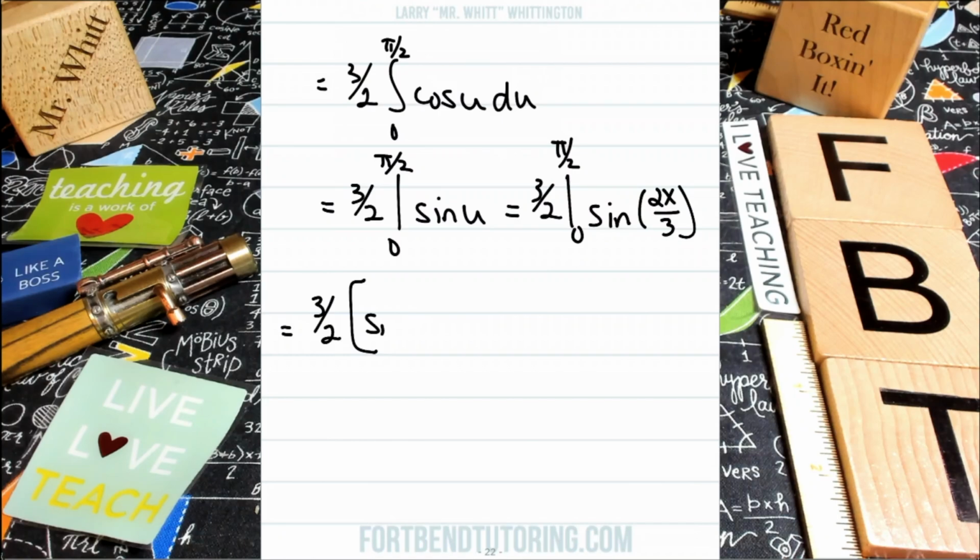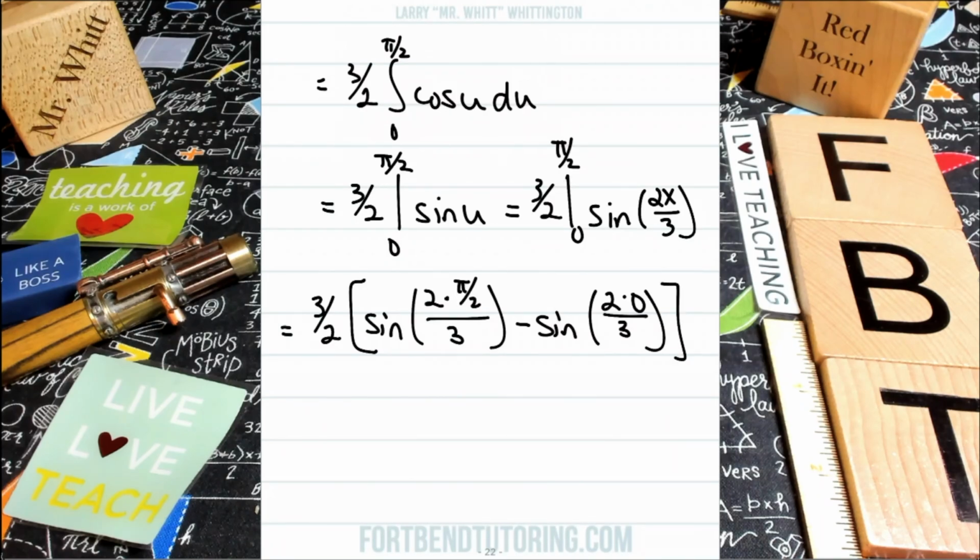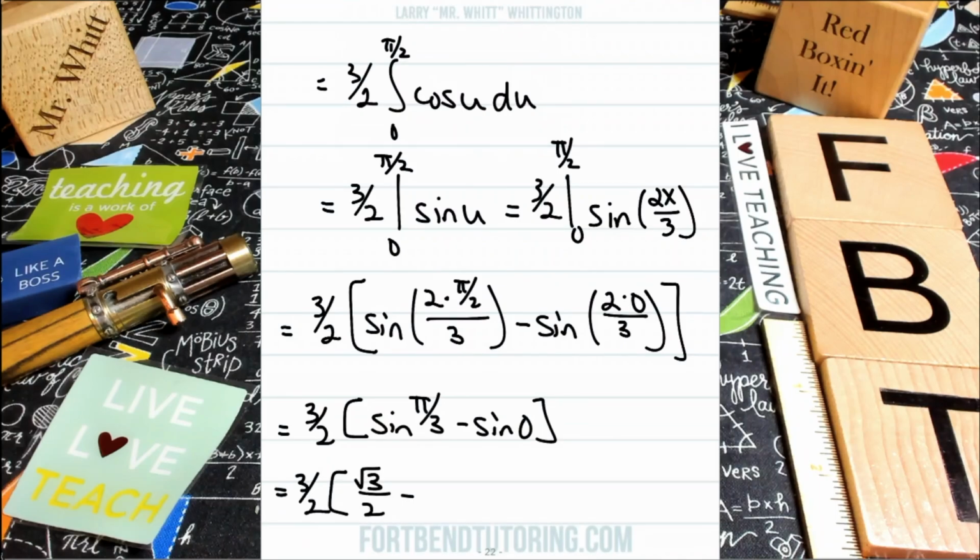So I'll have sine of 2 times pi over 2 over 3 minus sine of 2 times 0 over 3. Simplifying, you'll have 3/2 times sine of pi over 3 minus sine of 0. Well, sine of pi over 3 is sine at 60 degrees. Well, sine of 60 degrees is going to give you square root of 3 over 2. Minus sine of 0, well, that's just 0.